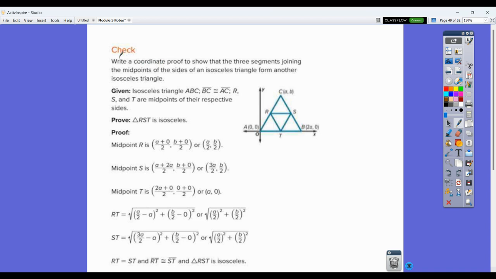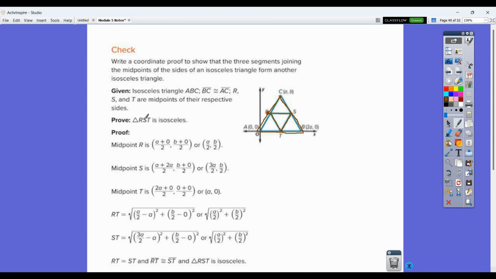So let's just talk through it. A coordinate proof to show that the three segments joining the midpoints of the sides of an isosceles triangle form another isosceles triangle. So the idea here is that if you are given this piece here and you join the midpoints of each of them, you get an isosceles triangle in here. So we're given an isosceles triangle ABC, BC congruent to AC. That's the ones that they chose to make congruent. R, S, and T are midpoints of the respective sides. You're trying to prove that RST is isosceles.